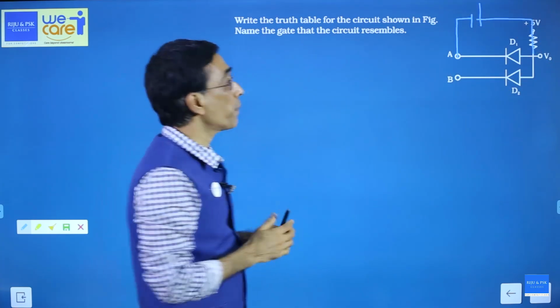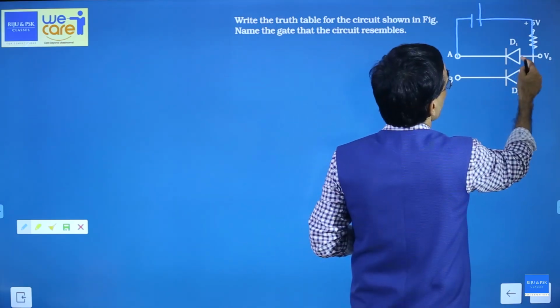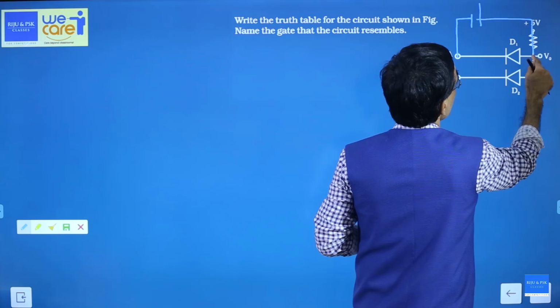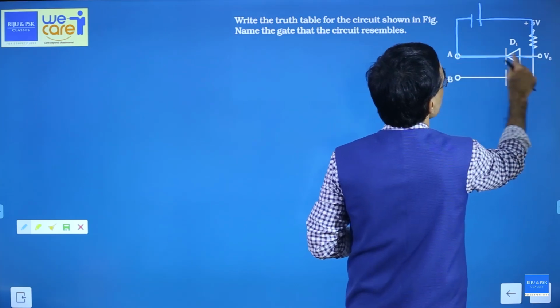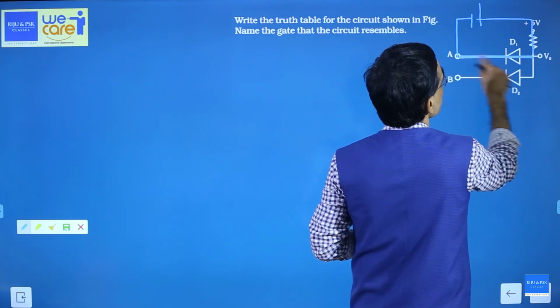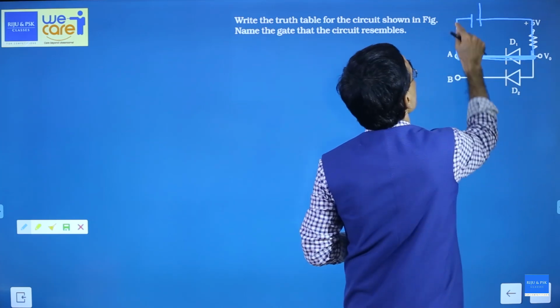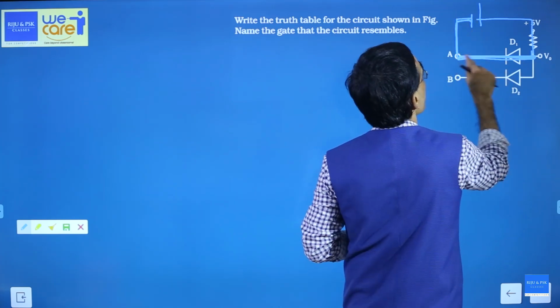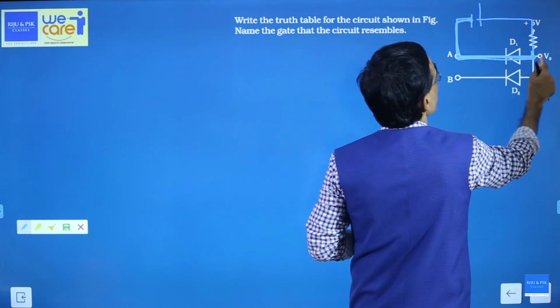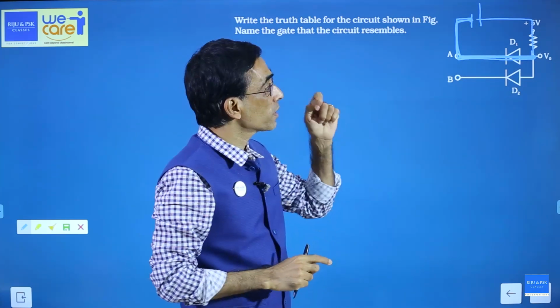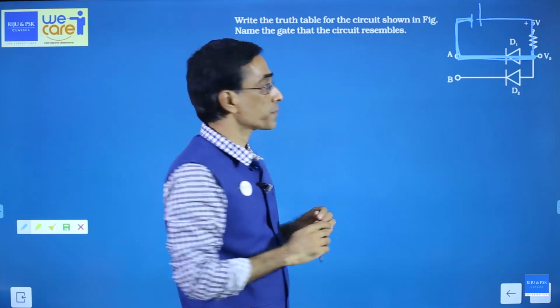Okay, so what will happen? This diode will be forward biased. When this is forward biased, the diode will conduct. When the diode conducts, you can see that this point will have the same potential as this point. That means it will have 0 volt. If the diode conducts, the potential at V0 will become 0.